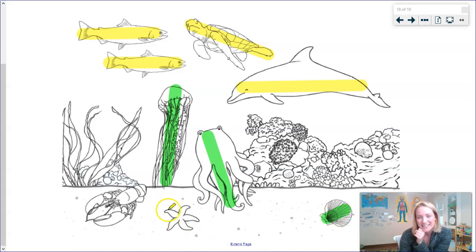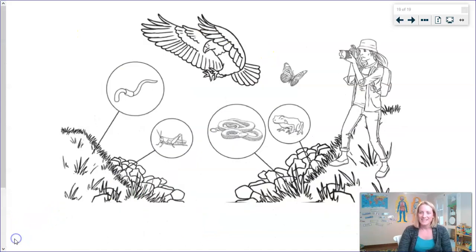And lastly, our starfish. There's one other invertebrate on this page, but it is not a mollusk, and that is down here, our lobster. Our lobster would be classed as a crustacean and therefore come under the arthropod family. So now we've classified the creatures under the water. Let's look above ground now and have a look at the picture here.